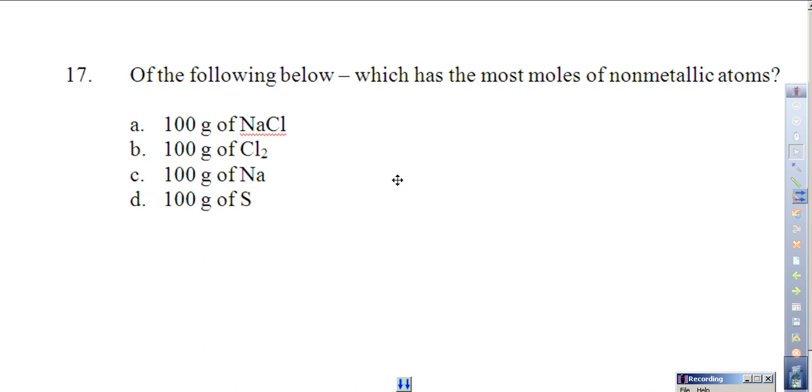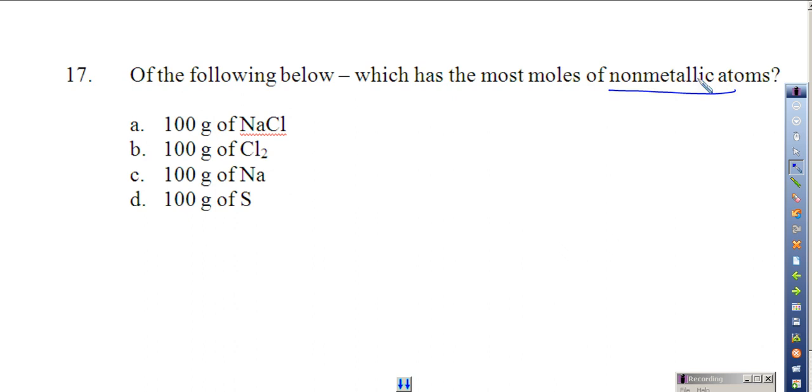Alright, part 3, here we go. Which of the following has the most moles of non-metallic atoms? Now you have to pay attention to this one, because it's a really tricky question. We have non-metallic atoms. This is the way it's going to work. We can eliminate one of these answer choices automatically.